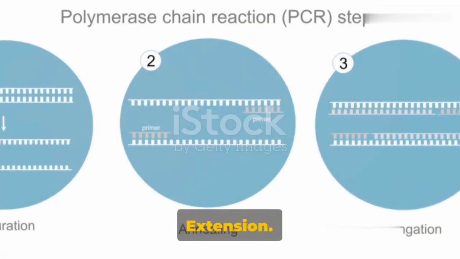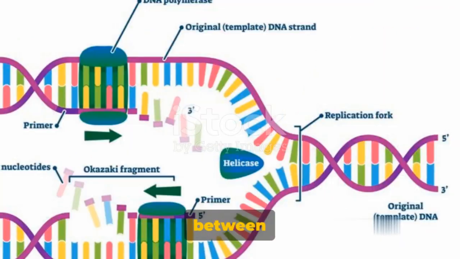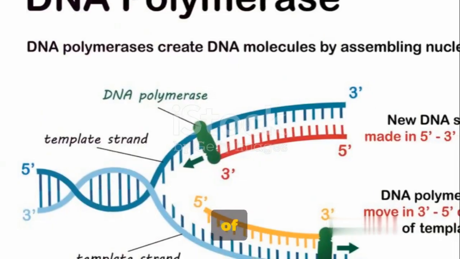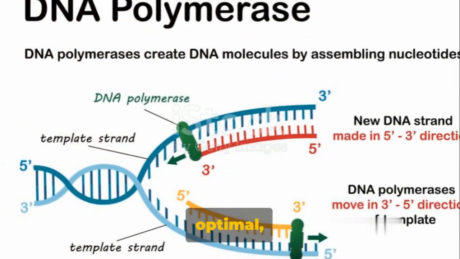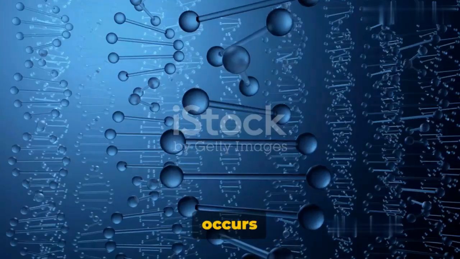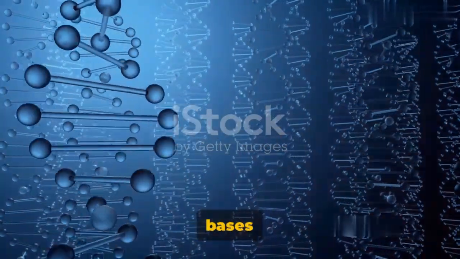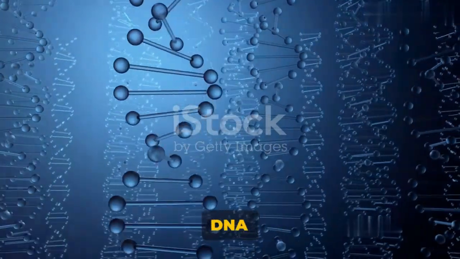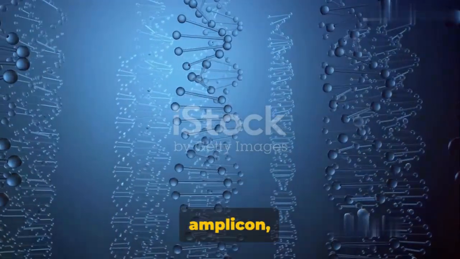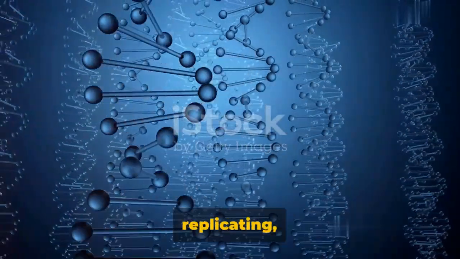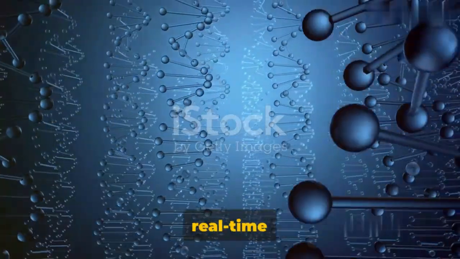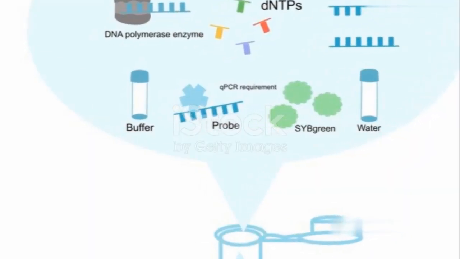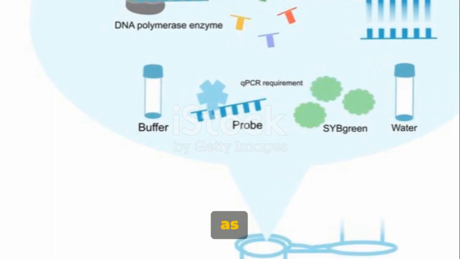Finally, we have extension at temperatures between 70 to 72 degrees Celsius. The activity of the DNA polymerase is optimal, and primer extension occurs at rates of up to 100 bases per second. That's like adding 100 building blocks to our DNA strand every second. When the amplicon or segment of DNA that we're replicating is small in real-time PCR, this step is often combined with the annealing step, using 60 degrees Celsius as the temperature.